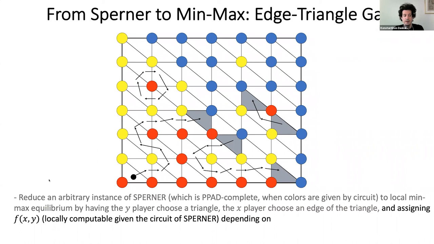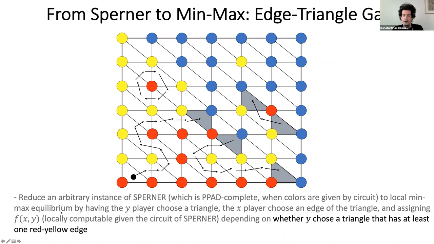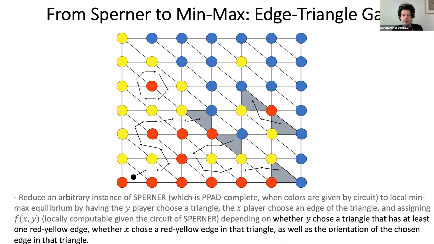And the way the function value is defined depends on whether the triangle chosen by the Y player has a red yellow edge and whether the X player chose a red yellow edge in that triangle, and also the orientation of the edge in that triangle. The goal is that the best response dynamics of the resulting game simulate these paths in my Sperner graph that I was talking about earlier, which can be very, very long. And this is why the query complexity of the problem is difficult, right?